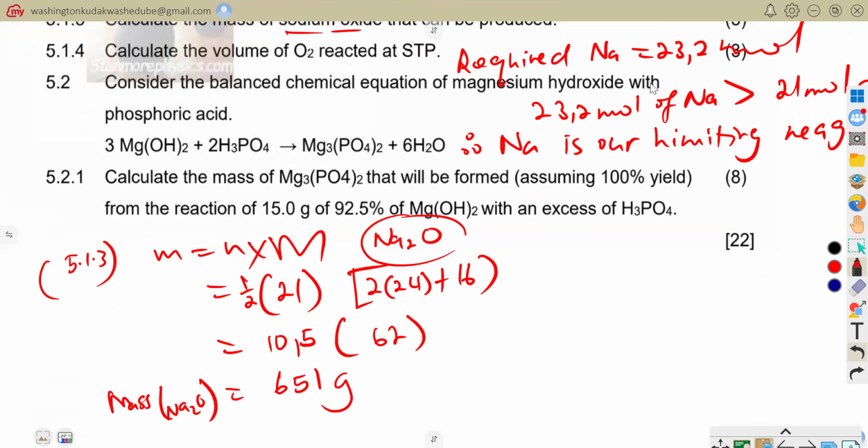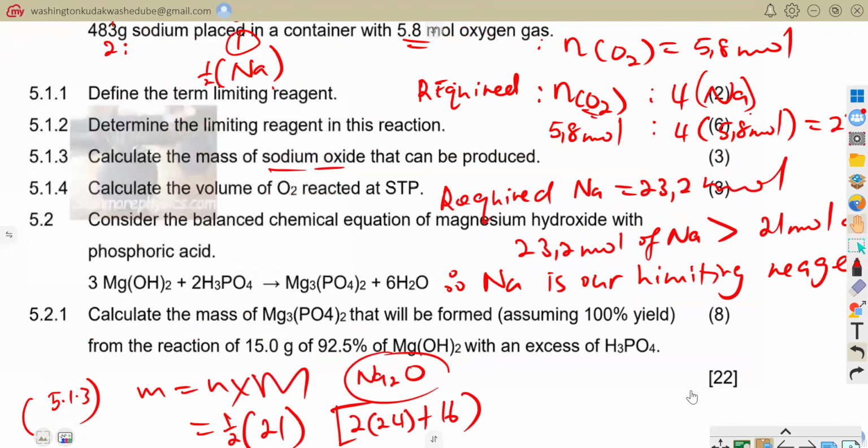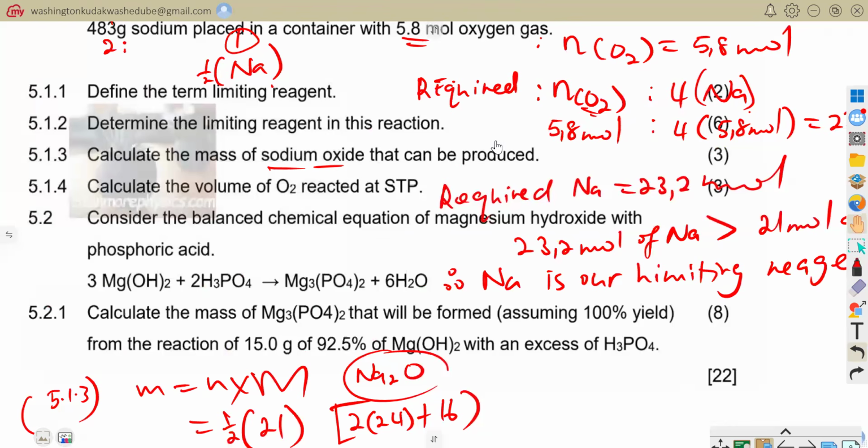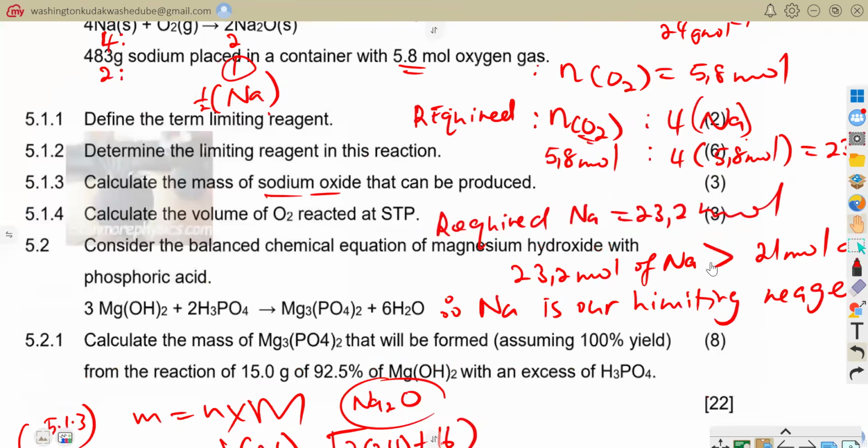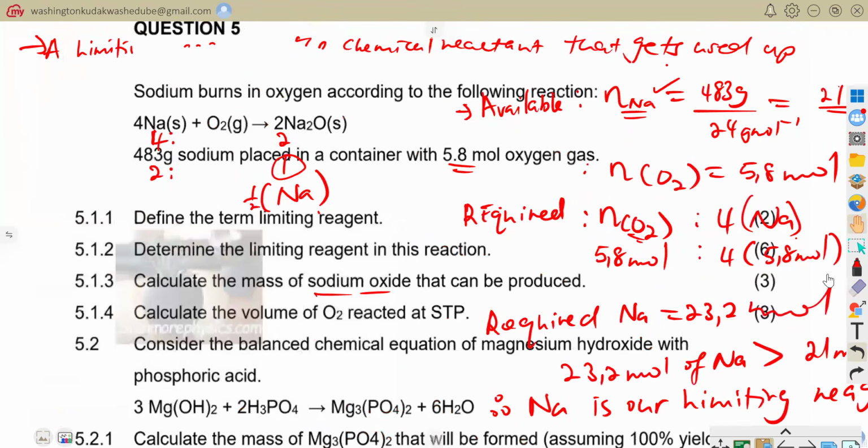Now we come back and say that at STP, we know the amount of volume covered by each 1 mole of gas. So since this is the number of moles of sodium that are going to react, how much of the amount of oxygen reacted? This is where we use that same relationship that we were using here.